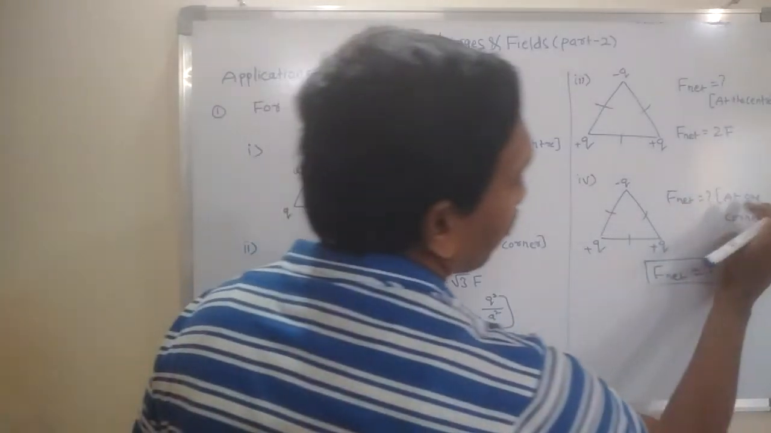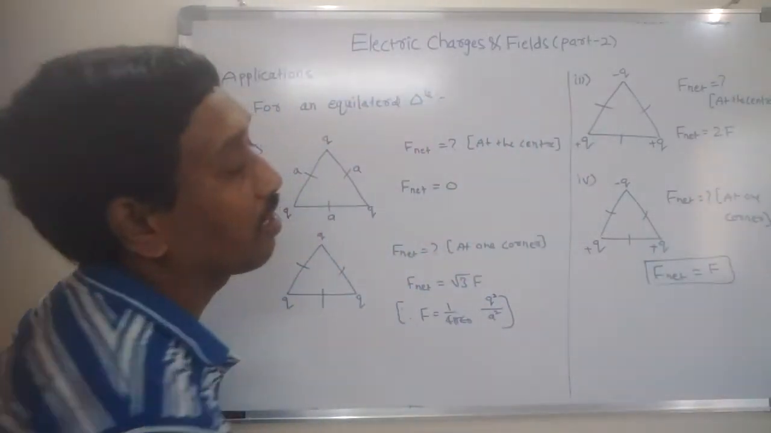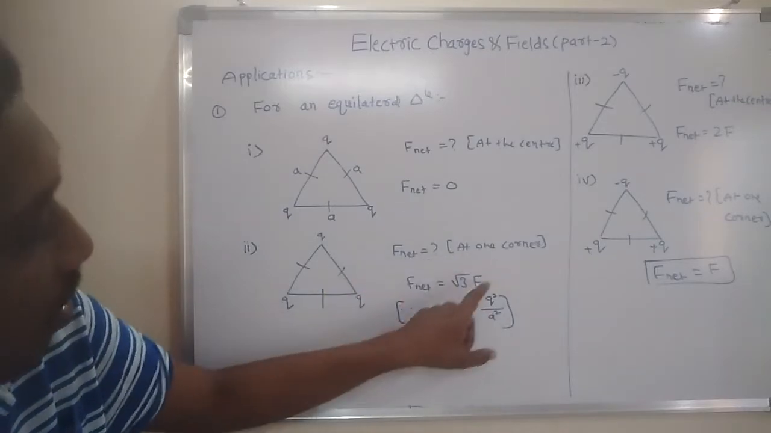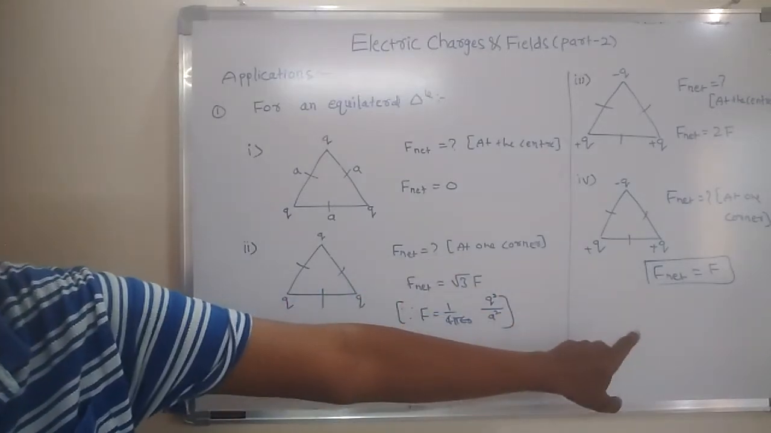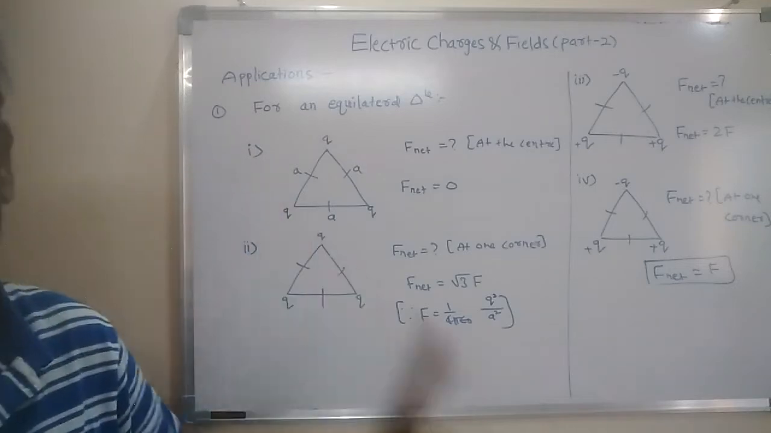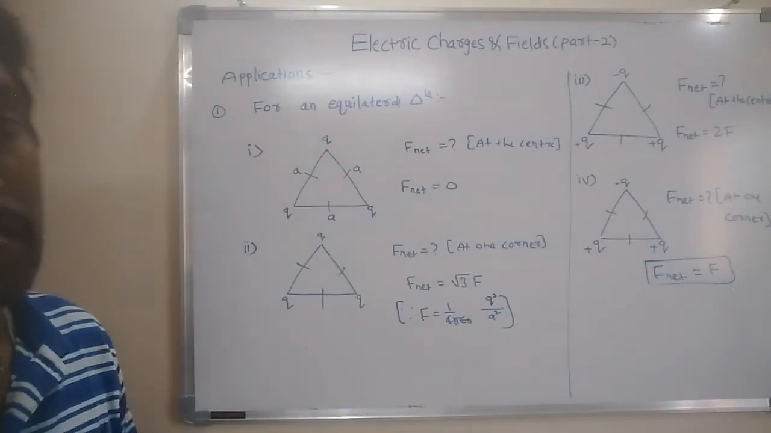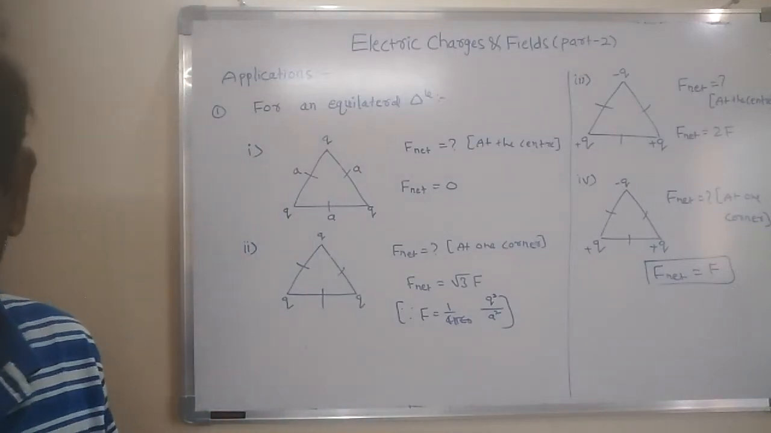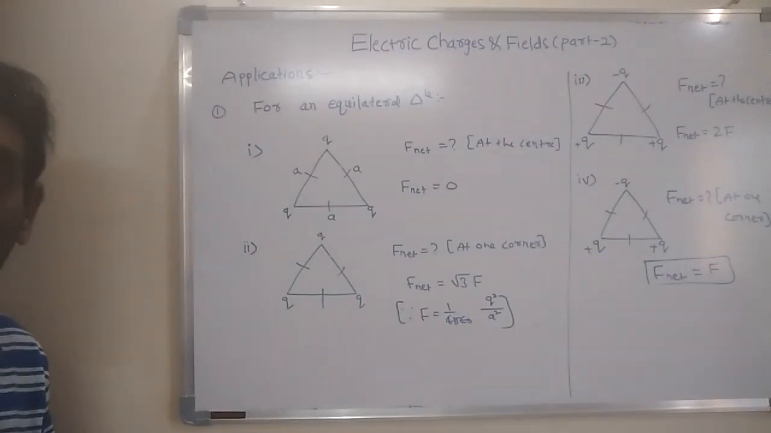Otherwise, with two positive charges and one negative charge placed at the three corners of an equilateral triangle, what is the net force at one corner? At one corner, that is F, but here at one corner it is root 3 F. That's the difference here. These are all different applications of the same concept. This is the first application on Coulomb's inverse square law. Am I clear?